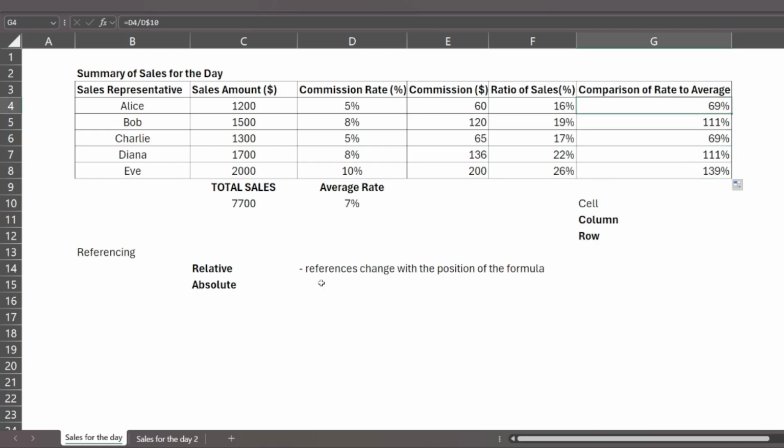So again, when you're dealing with absolute references, these don't change the position of the formula.